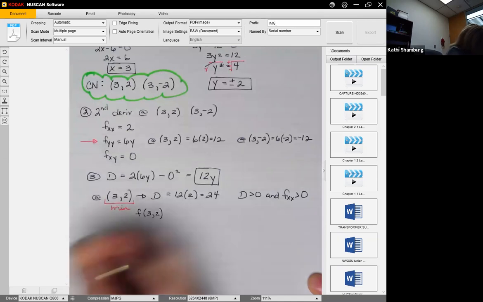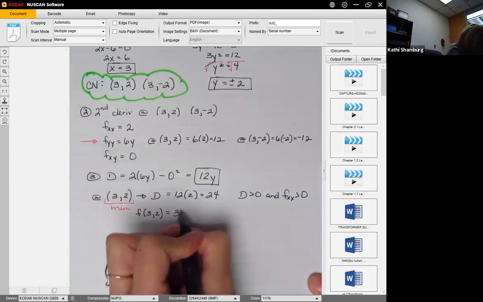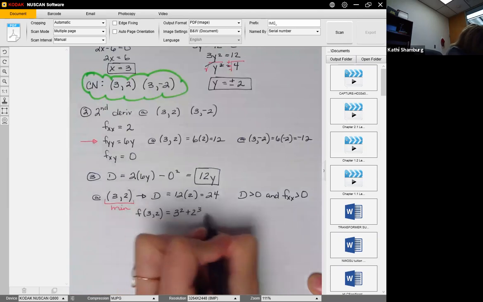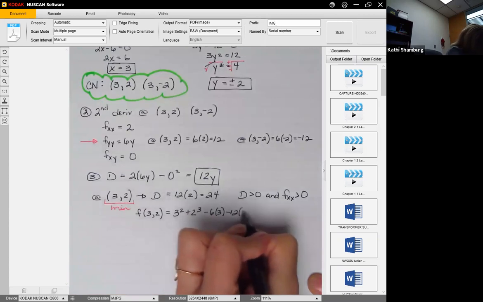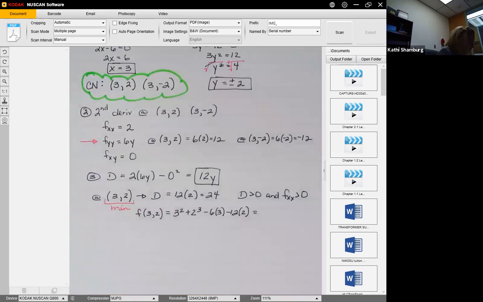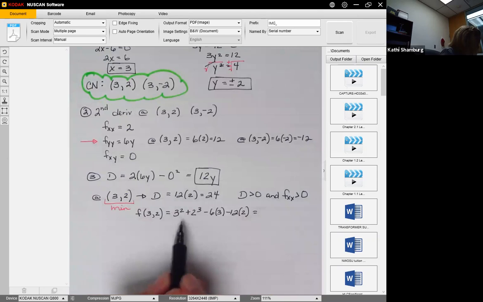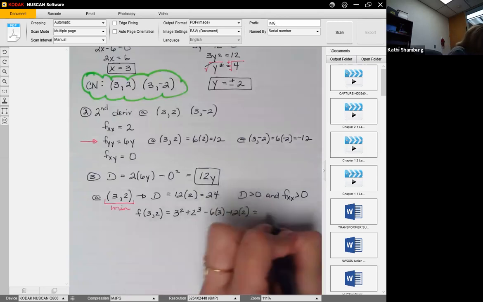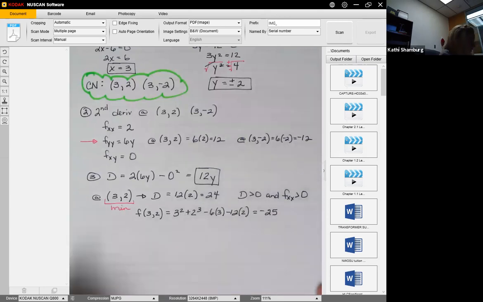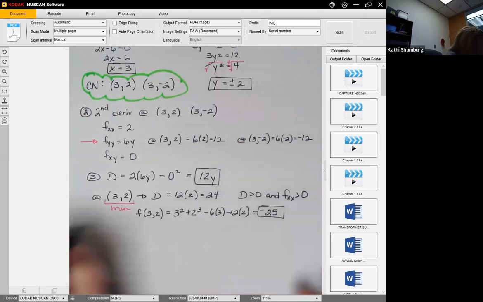the original function. So we would have 3 squared plus 2 cubed minus 6 times 3 minus 12 times 2, which, so 3 squared is 9, plus 2 cubed is 8, minus 6 times 3 is 18, minus 12 times 2 is 24. So we get negative 25. So this is where you have a minimum.